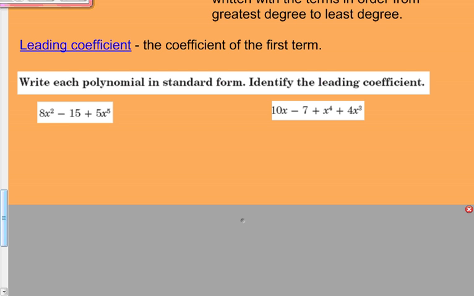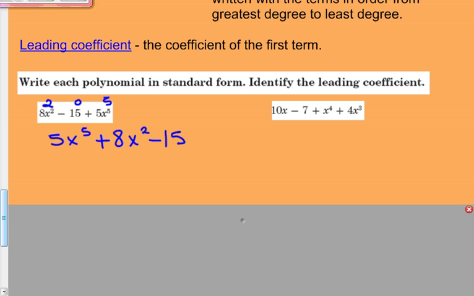So first name your degrees. The first one here has a degree of 2. This one has a degree of 0, and this one has a degree of 5. The largest degree is the positive x to the 5th. So we'll start with positive x to the 5th. Then we come over here to the 8x squared, and it's positive 8x squared, and then the minus 15 goes at the end. Now, that's standard form. We have our greatest degree first, and it's in descending order.